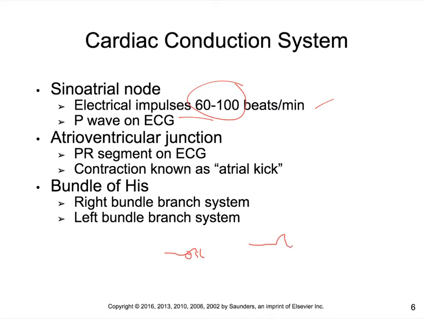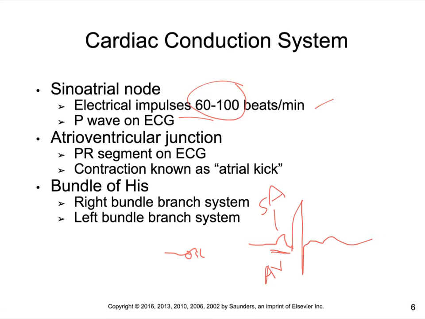So the P wave is the SA node, and then the PR segment. Then when the bundle of His fires, it represents the QRS. So we have QRS and then T. So this is the SA node. The segment between where the P starts and the R is where the AV node fires.